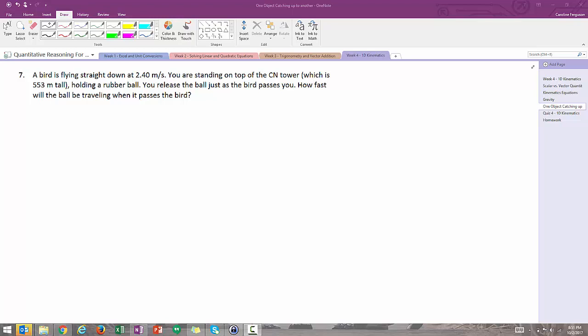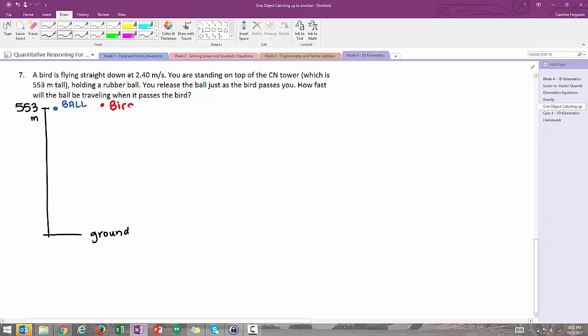All right, so let's start by just drawing a little picture of what's happening. So here we are on top of the CN Tower, which is 553 meters tall. And down here it would be the ground. So at the very top we've got a ball which we're holding. So I'm going to draw that here. This is my ball. And then it says that you release the ball just as a bird passes you. So at the same moment, you've got a bird at the same position.